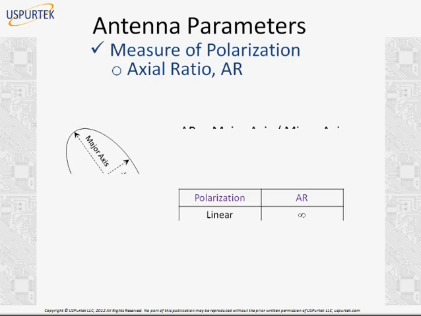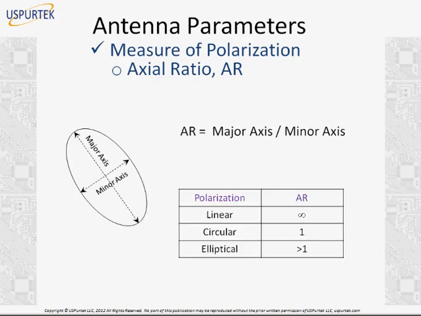Now how do we measure polarization? There is a term called axial ratio, which is simply what? A ratio of the major axis to minor axis. And if you see the table, in case of linear polarization, we have only one axis. We call it major axis. So axial ratio is infinite in that case.